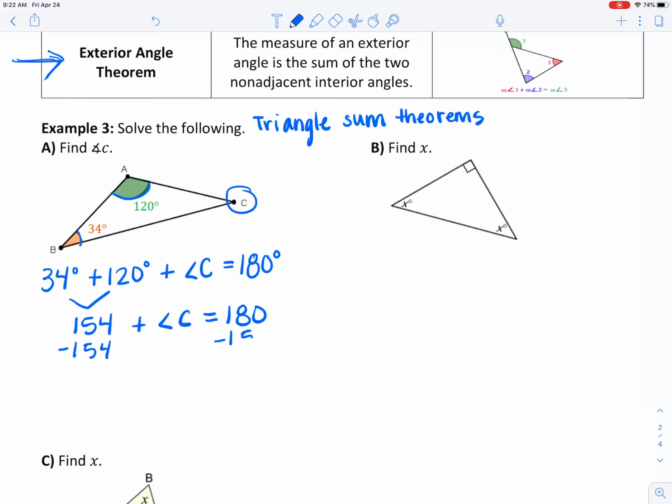Now, how do we solve for angle C? We need to undo this 154. So we'll minus it from both sides. So angle C is going to be equal to 26 degrees.